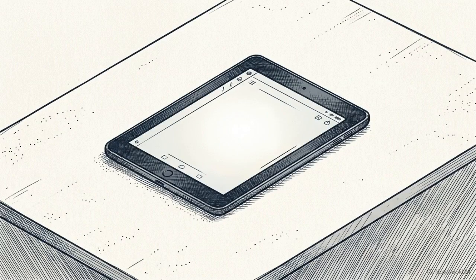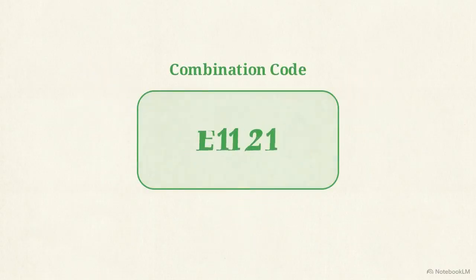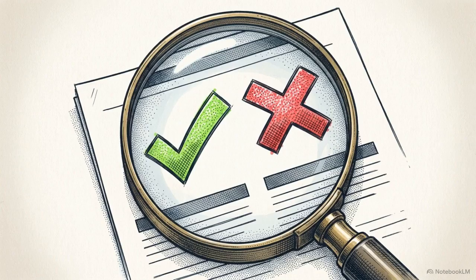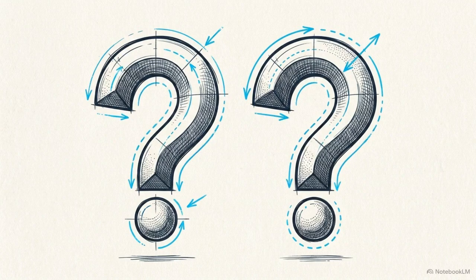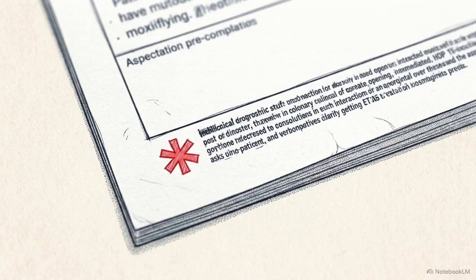To prevent these errors, you must bring these rules together into a streamlined review process. Remember the core definition. A combination code utilizes one alphanumeric slot to capture multiple clinical elements. The workflow is rigid. Start in the alphabetic index, move to the tabular list, and validate the code against all inclusion and exclusion notes. Before finalizing the claim, ask yourself 2 questions. First, does this single code capture absolutely everything the physician documented regarding this condition? Second, or do I need to attach additional clinical detail to complete the picture?